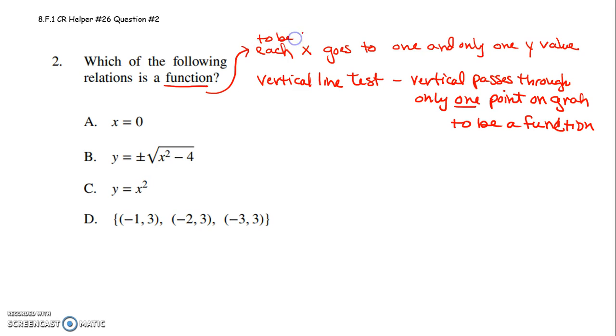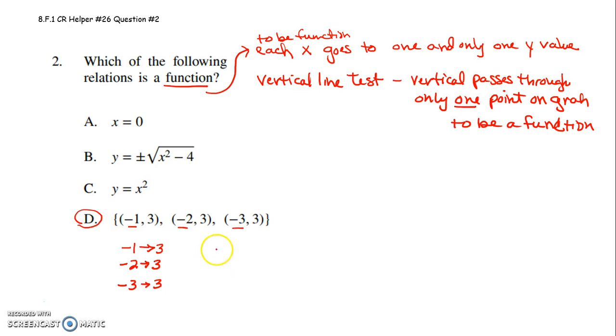So to be a function, you either check each x goes to 1 and only one y, or the vertical line test: a vertical line passes through 1 and only 1 point on that function, at most 1 point. Okay. So here, I can see my x's are different, -1, -2, -3. So -1 only maps to 3, -2 only maps to 3, -3 only maps to 3. I don't care that they all map to the same number. The point is, -1 doesn't try to go to two different values.